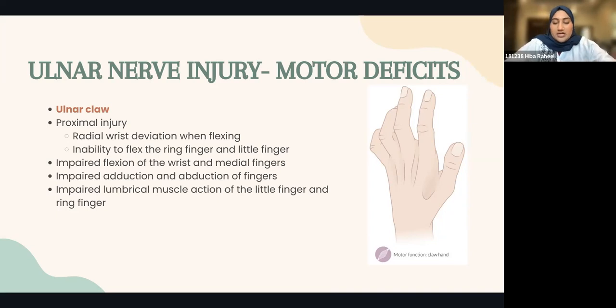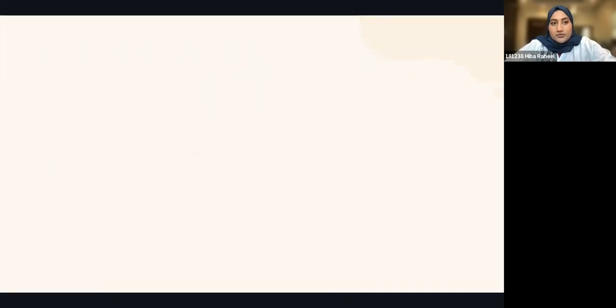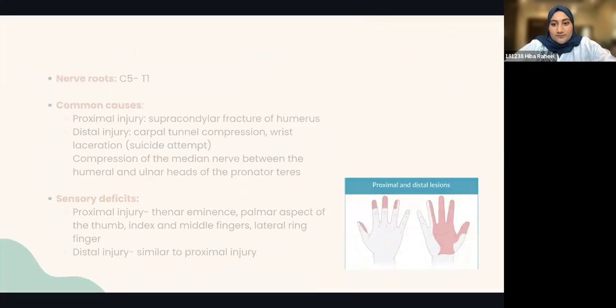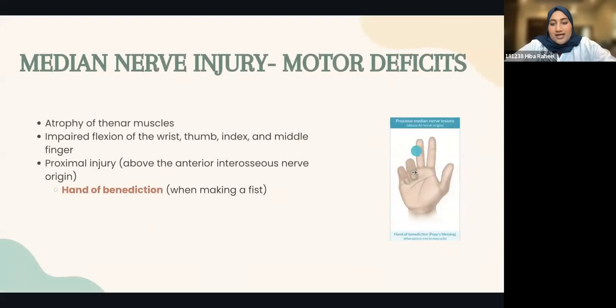So what is the difference? Let's go back to the median nerve injury. I want you to take a look at this hand. This is called the hand of benediction. Your thumb, your first finger, and the second finger, basically the index finger and the middle finger, are going to be paralyzed, and so they would be staying like this. The patient would only be able to move these two fingers.